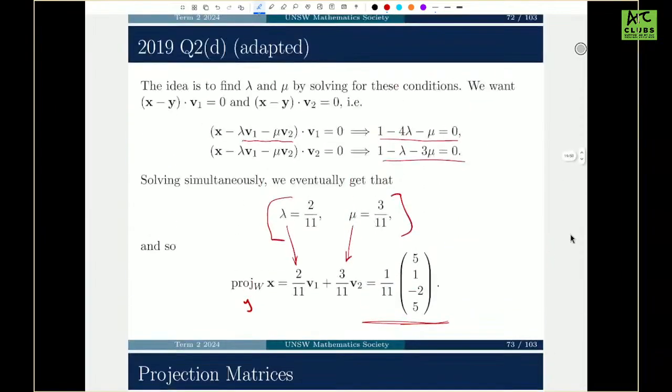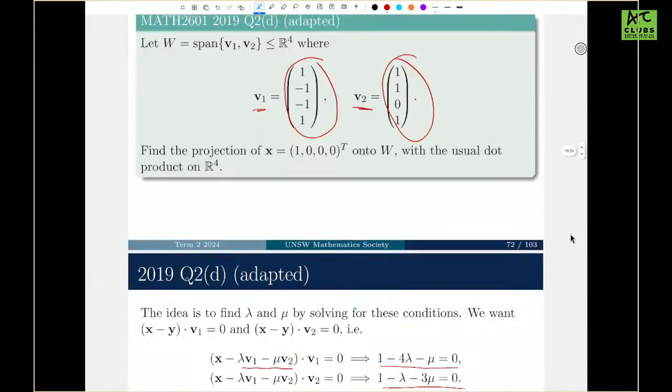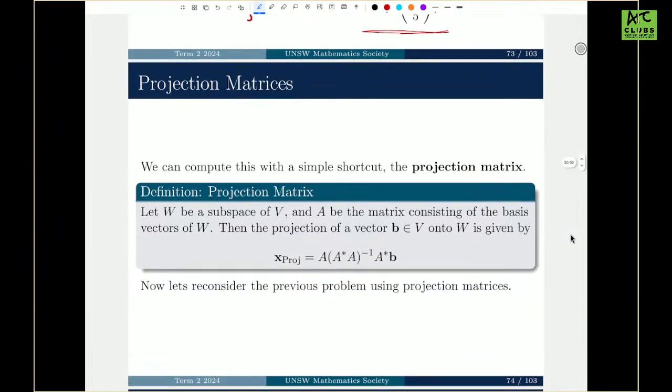What I mean by that is, if this is our basis, V1, V2, then A is just going to be the matrix with this as the first column and this as the second column. So it'll look like a 4x2 matrix with these two vectors thrown in there. Okay, we'll get back to the definition. The projection of some arbitrary vector B onto the subspace W is given by this: A times the inverse of A star A, times A star times B.